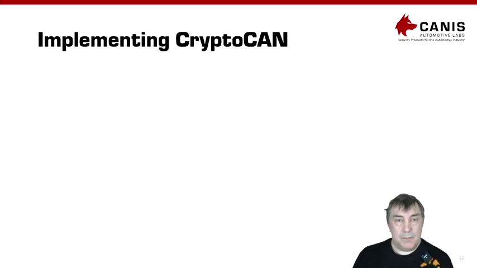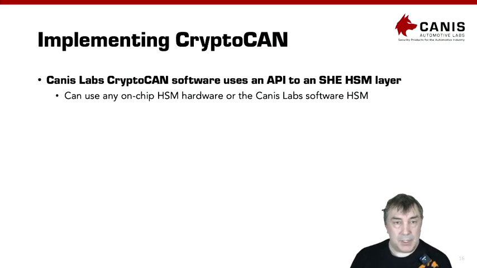Just want to talk very briefly about implementing CryptoCAN. The CryptoCAN software we produced has got an API at the bottom into a hardware security module layer. And so you can use any on-chip hardware security module that's available on any microcontroller just by meeting that API with a driver that passes the commands through into the on-chip module.